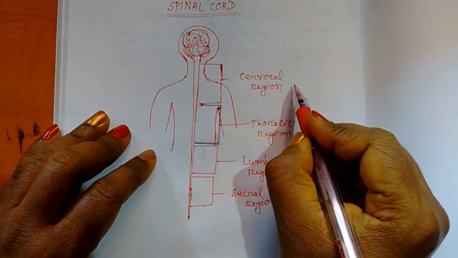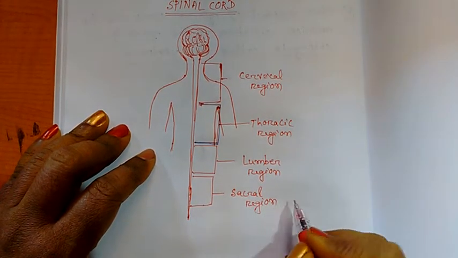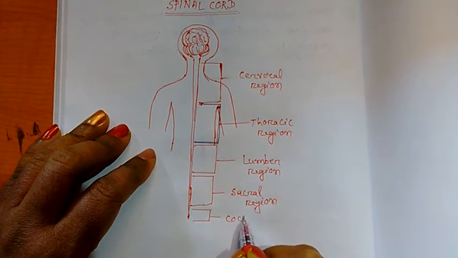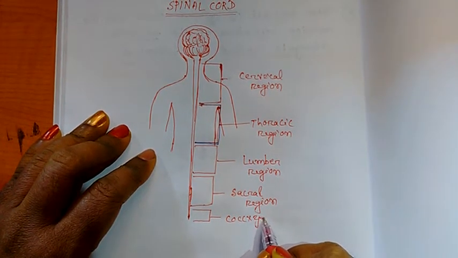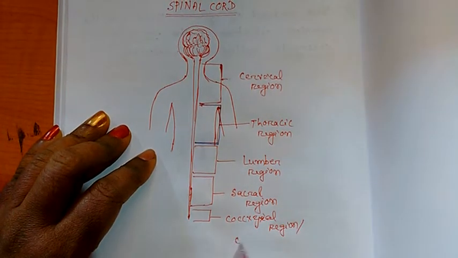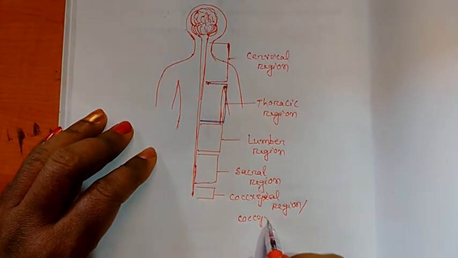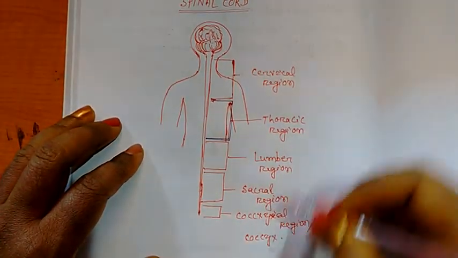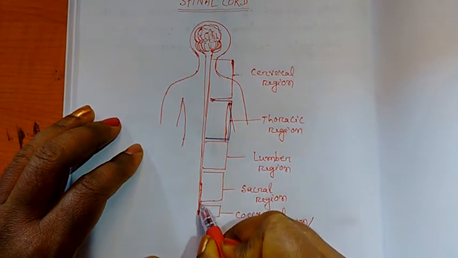Or cervical vertebrae in the vertebral column, thoracic vertebrae, lumbar vertebrae, and sacral vertebrae, and the last one is coccyx, or coccygeal region, or we can say it simply coccyx. These are the 1, 2, 3, 4, 5 regions of the human spinal cord.